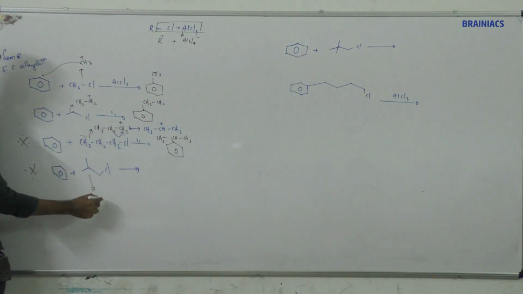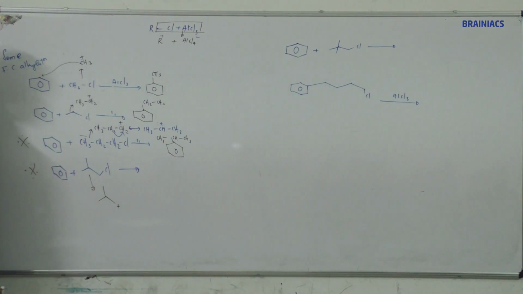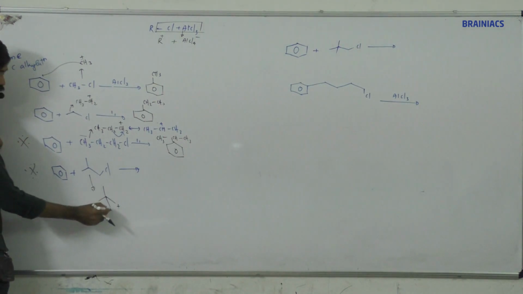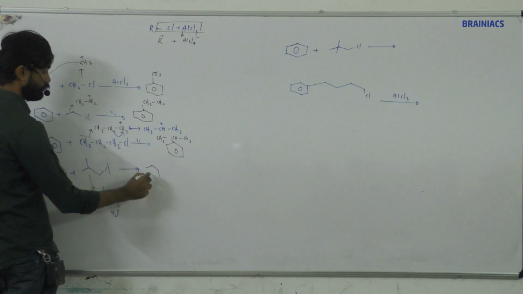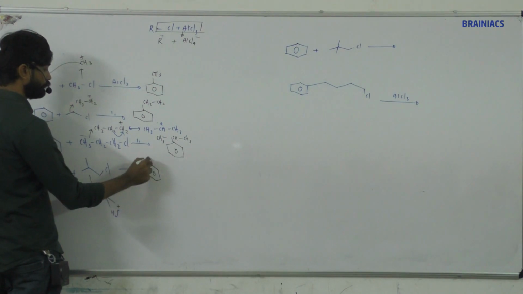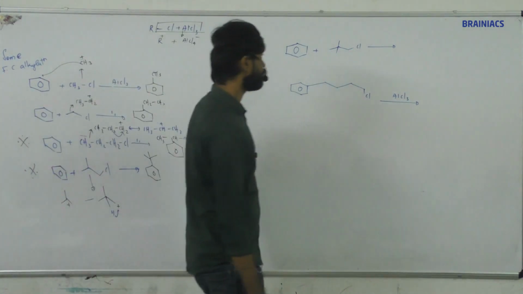Here also, this is the category. Is there any rearrangement by means of a hydride shift? So you obtain the tertiary butyl carbocation, so that the product will be like this, tertiary butyl benzene.